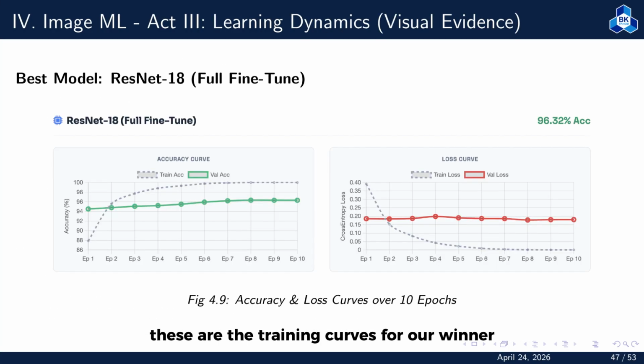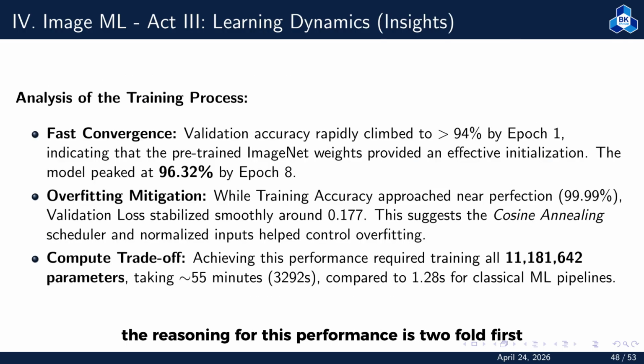These are the training curves for our winner, ResNet 18 full fine-tune. You can see the rapid convergence and the stability of the validation loss. The reasoning for this performance is twofold. First, the ImageNet initialization provided a massive head start, allowing accuracy to jump above 94% in the very first epoch. Second, by unfreezing all 11 million parameters, the model successfully learned to ignore the cluttered natural backgrounds of the SVHN images, focusing purely on the digit geometry.